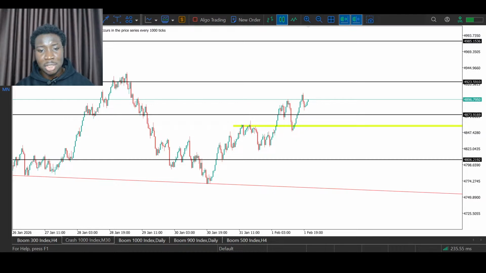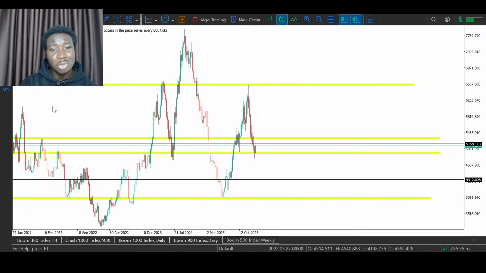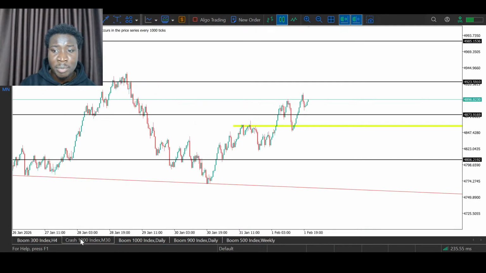So that's it for this week. Boom 500 is also doing a massive retracement. So all these markets, I'm just on the waiting side, and trading markets I'm very certain about.